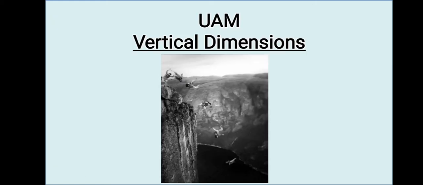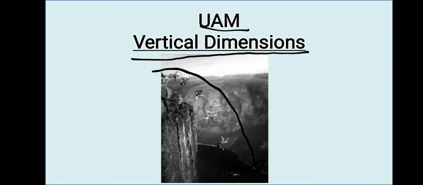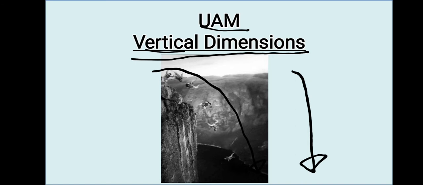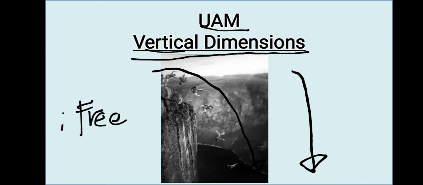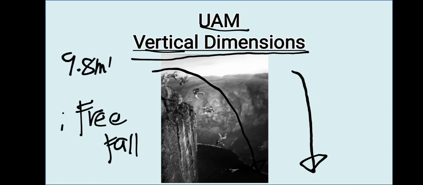Let's proceed to our next dimension of UAM. We have here the vertical dimension. This one, example is the jumping mountain climber. It jumps on a hill, or it's jumping from the top of the mountain. So this is an example of vertical dimension because it is moving in downward direction. So it is also known as, if you are familiar with this terminology, the free fall. Yes, this is an example of free fall. It is only acted on by gravity, which is constant, 9.8 meter per second squared.